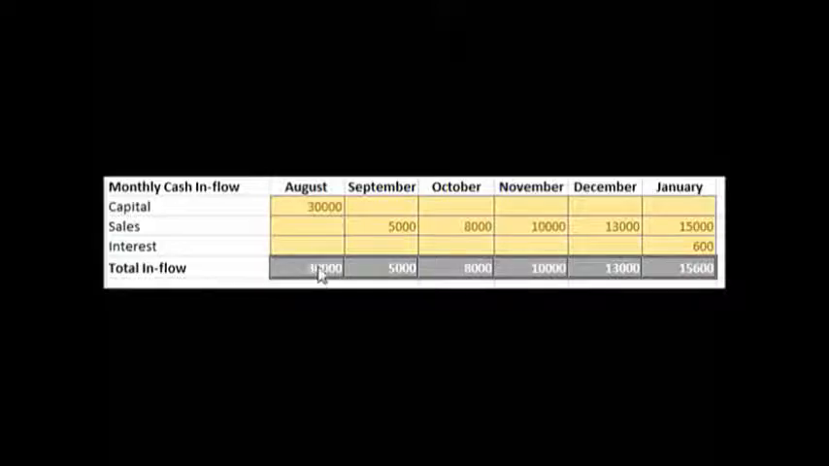In September, the business begins its sales and reaches a total sales revenue of £5,000, with no other inflow, giving the September total inflow £5,000. October, sales £8,000, with no other inflow gives a total of £8,000. November, sales of £10,000, giving a total inflow of £10,000. In December, sales of £13,000, giving a total inflow of £13,000. However, in January, sales of £15,000, with the addition of interest payments from the bank of £600, giving this business a total cash inflow for January of £15,600.